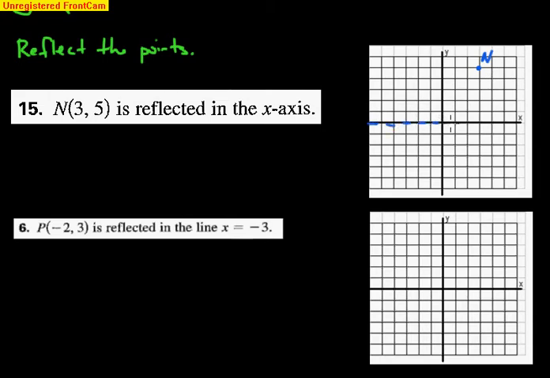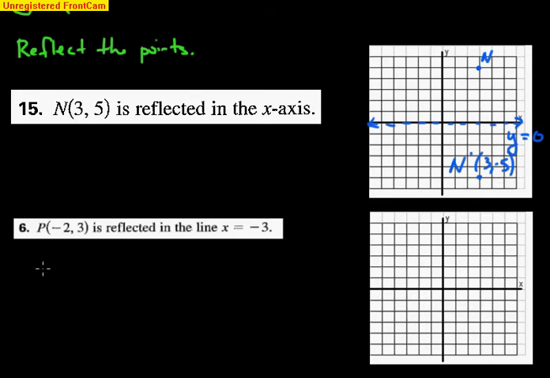So what I'll do is I'll put a dotted line on the x-axis. Now the x-axis is horizontal. So they could also give you this equation for the x-axis. y equals 0 is the equation of a horizontal line, and all the y's here are 0. So if we're going to reflect it about the x-axis, remember that we need the same distance above and below this horizontal line. So we're going 1, 2, 3, 4, 5 up. So we got to go 1, 2, 3, 4, 5 down. And here's my N prime. And it's at the point 3, negative 5.